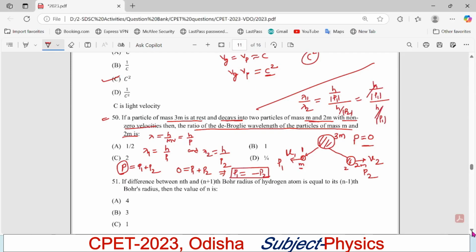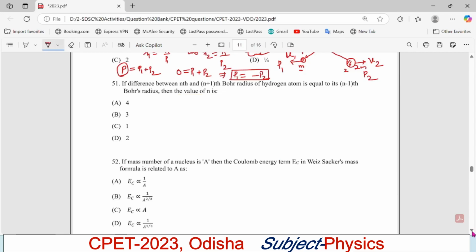We found the ratio of de Broglie wavelength is nothing but 1:1. That means option B is your correct answer. Now we are going to move towards the next question, question number 51.